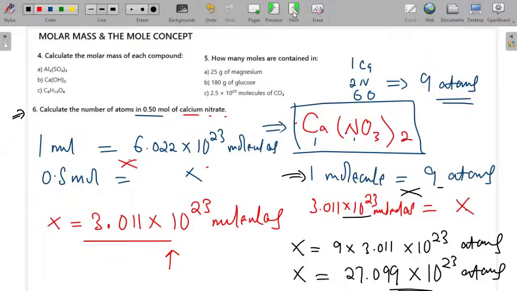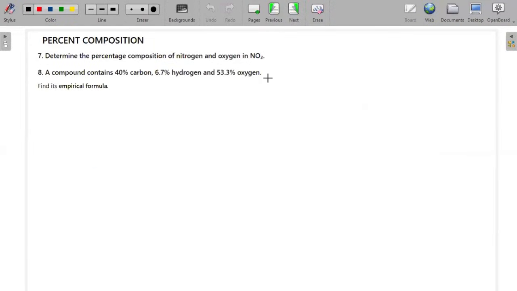All right, so we move to the next set of questions. This is on percentage composition as well as the empirical formula. There, they are determining the percentage composition and also finding the empirical formula. The first one says: determine the percentage composition of nitrogen and oxygen in NO2.